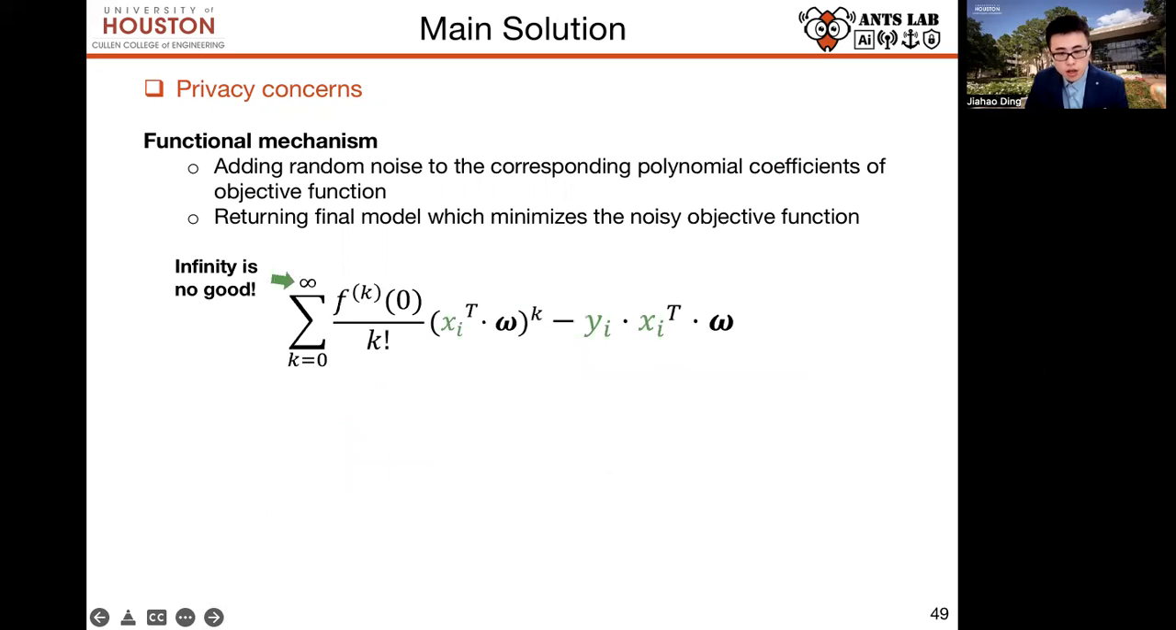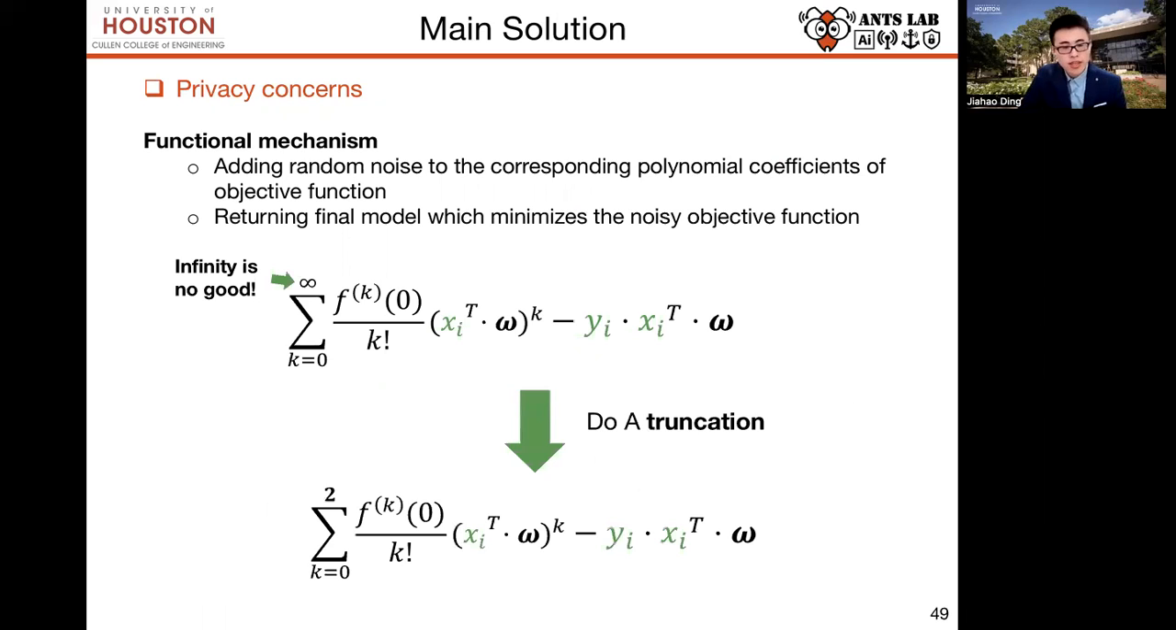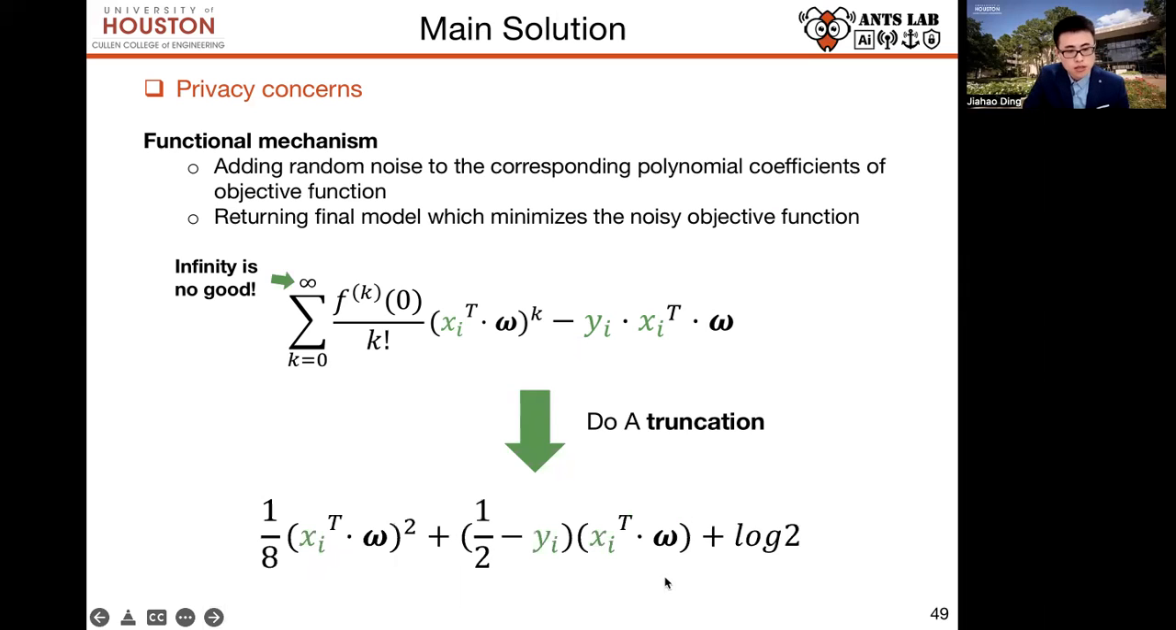Since this equation involves an infinite summation, the term f_k here does not have a closed form solution. So the functional mechanism first does a truncation, and we get the truncated polynomial loss and these parameters. Then the functional mechanism adds noise to perturb the coefficients here, and solves the perturbed objective function. We can get a differentially private model parameter.